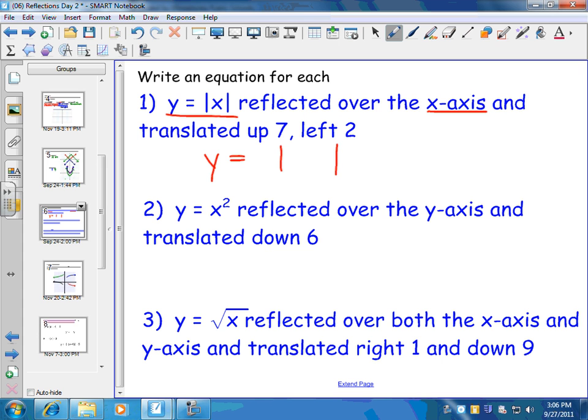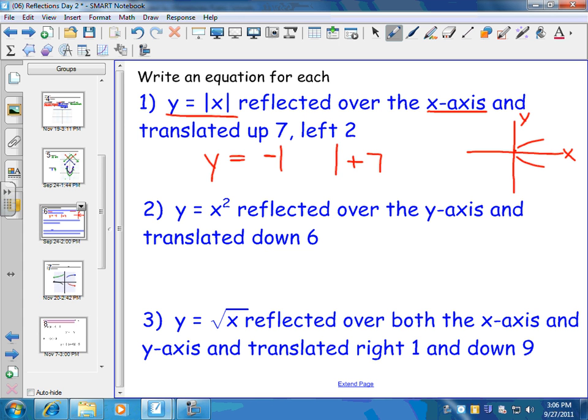So that tells me if it's reflected over the x, now remember, this is the y and this is the x. If I have something reflected over the x, that means that it's a vertical change. So it's going to be outside the function. So I know it's outside of here. Okay. It's translated up 7, so I know that occurs back here.